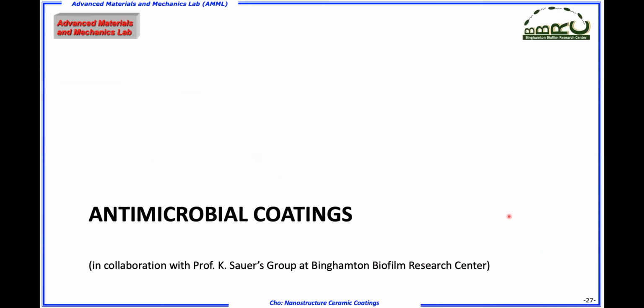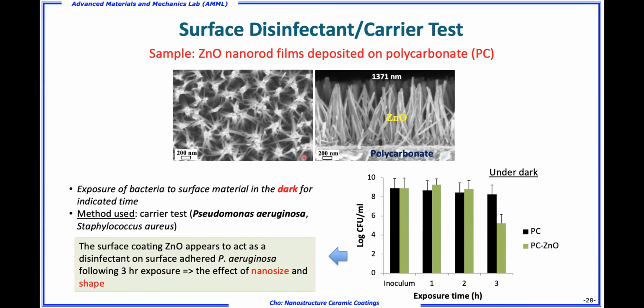And then we also did some antimicrobial surface characterization. This work was in collaboration with Professor Karin Sauer's group at the Binghamton Biofilm Research Center. This is again the same zinc oxide film used for the dye degradation test. Using this zinc oxide, we measured the antibacterial property just by exposing the surface to some bacteria. We used the carrier test in this example, using Pseudomonas aeruginosa, which is a gram negative bacteria, but we also have some examples from the gram positive bacteria, which is Staphylococcus aureus.